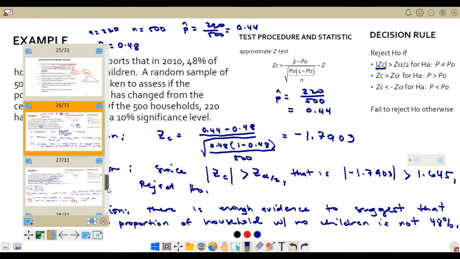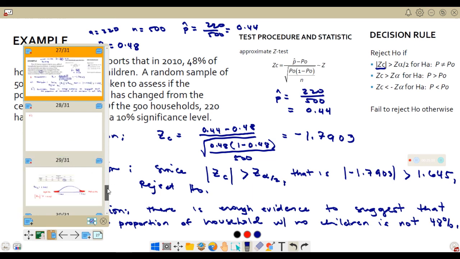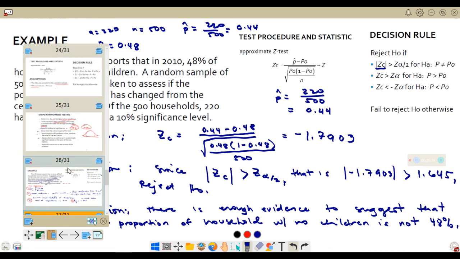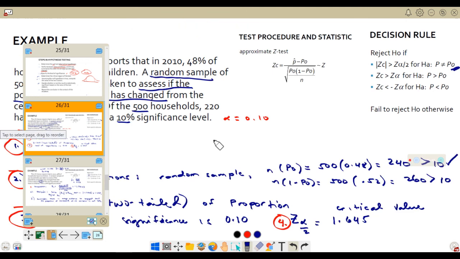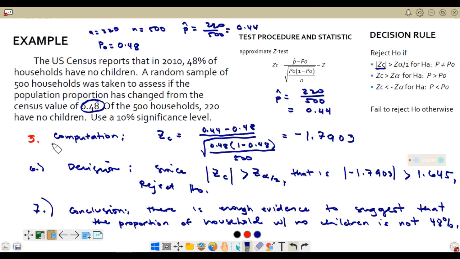Tinry ko siyang mapadali as much as I can. Okay, if you want to view the whole steps, ito yung nasa steps 1, 2, 3, and 4 natin. And then, ito naman yung para sa 5, 6, and 7. So, this is going to be the end of our discussion in proportions.